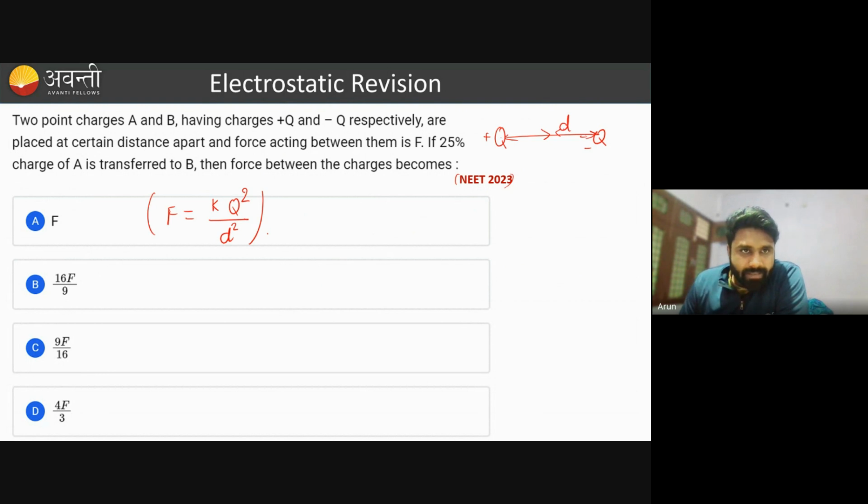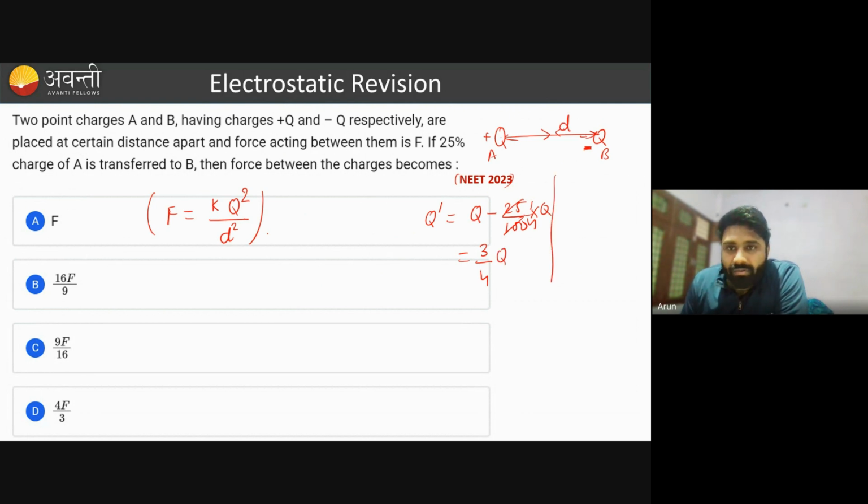Now, this is charge A, which is plus Q, and this is B, which is minus Q. So 25% of charge A will be transferred to charge B. So what will happen when you transfer the charge from this positive one? It will make the negative charge less negative, by 25%. Let's say Q dash will be Q minus 25% of Q, which is 25 by 100 into Q. So it is nothing but 1 by 4. So this charge will become 3 by 4 times of Q.